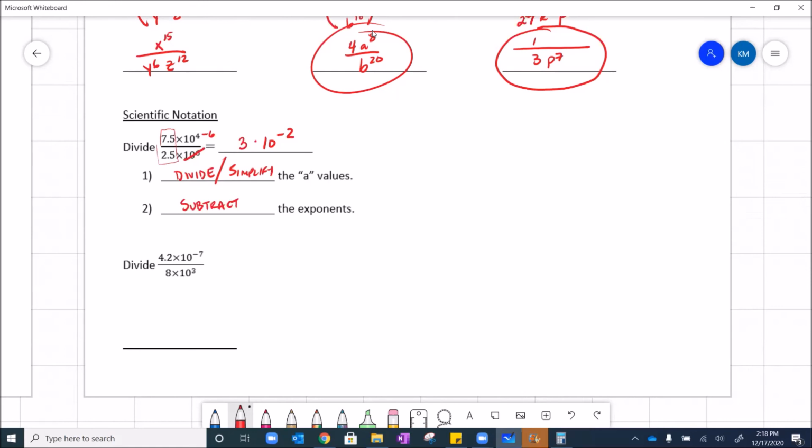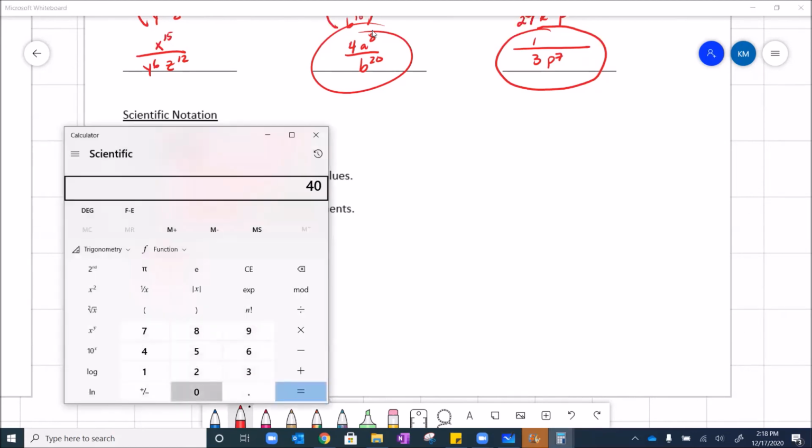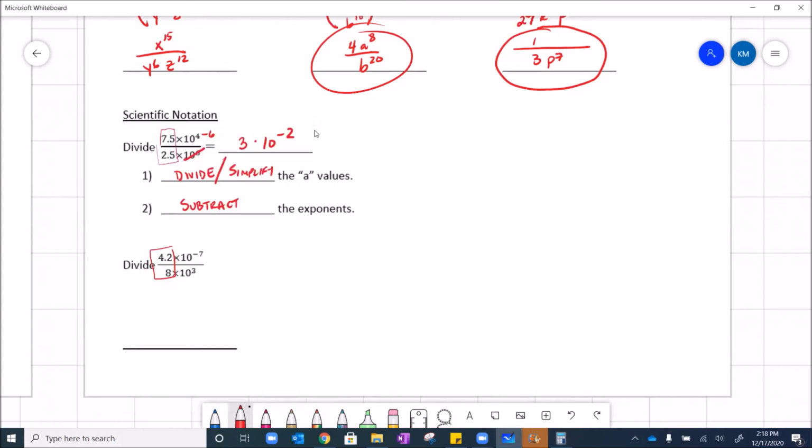Okay, so here we have 4.2 times 10 to the negative 7 over 8 times 10 to the 3rd. So with 4.2 and 8, I guess I can simplify that. 4.2 divided by 8 should be something like 0.6. Look at me not being right. 0.525. All right, so that gives me 0.525. And then I'm going to subtract the bottom from the top, so times 10 to the negative 10th.